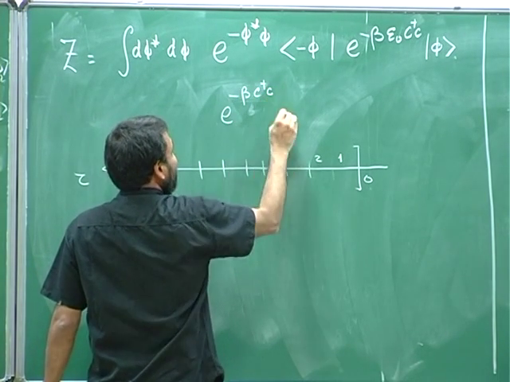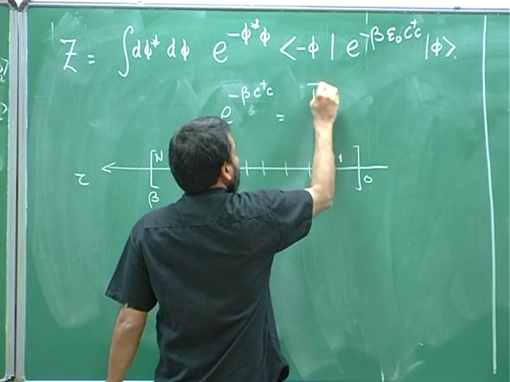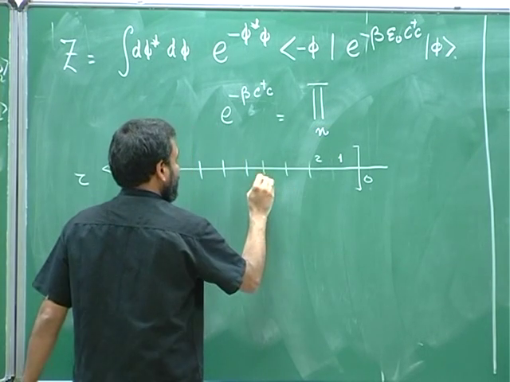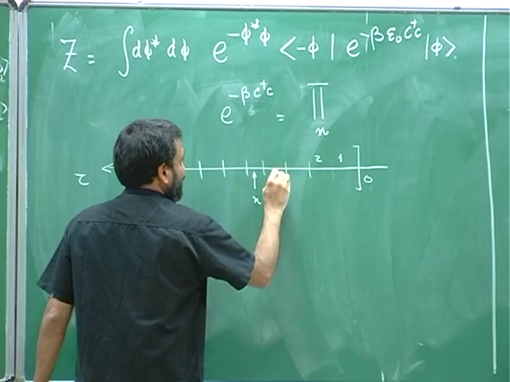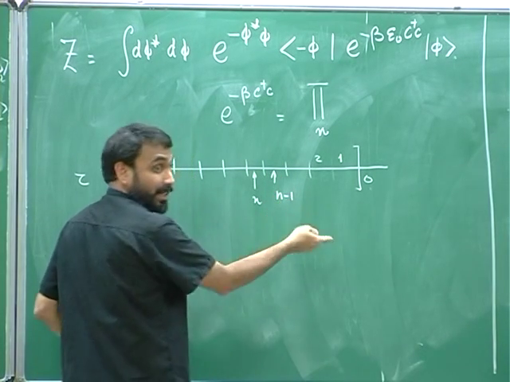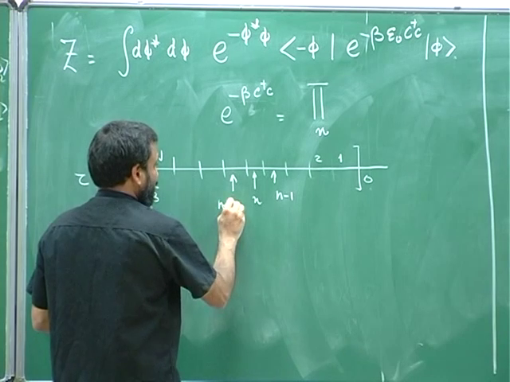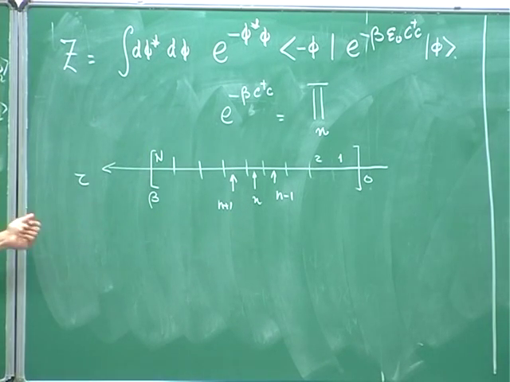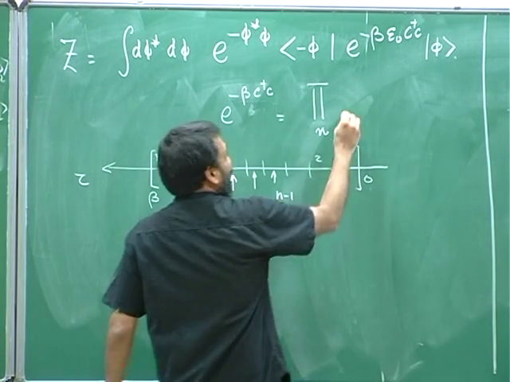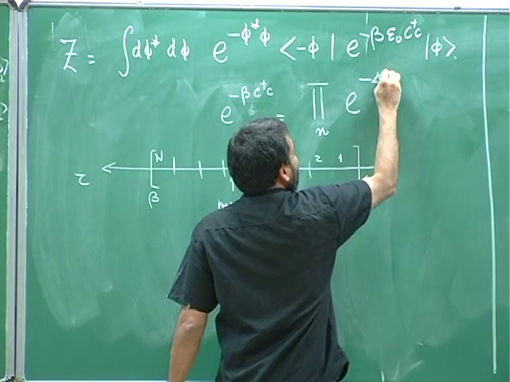Then what I'm going to do, I'm going to write e to the minus beta C dagger C is equal to the product over all these n intervals. So this is, let's say, the nth interval, this is the n minus 1th interval. You see I'm going this way, right? And this is the n plus 1th interval, right?